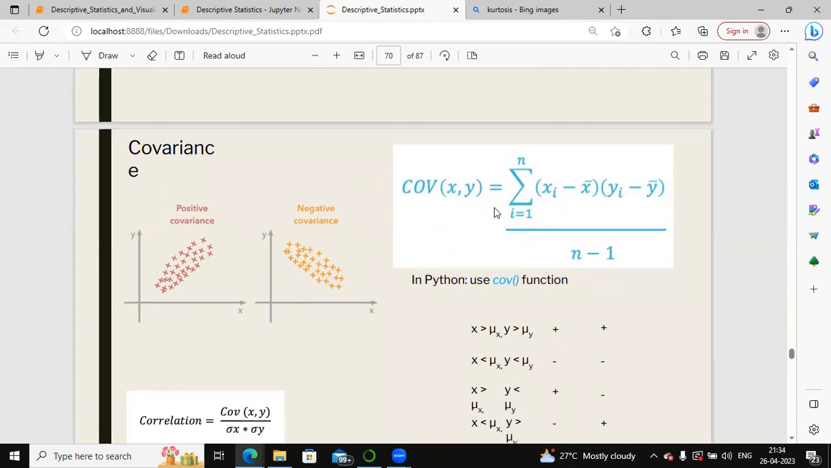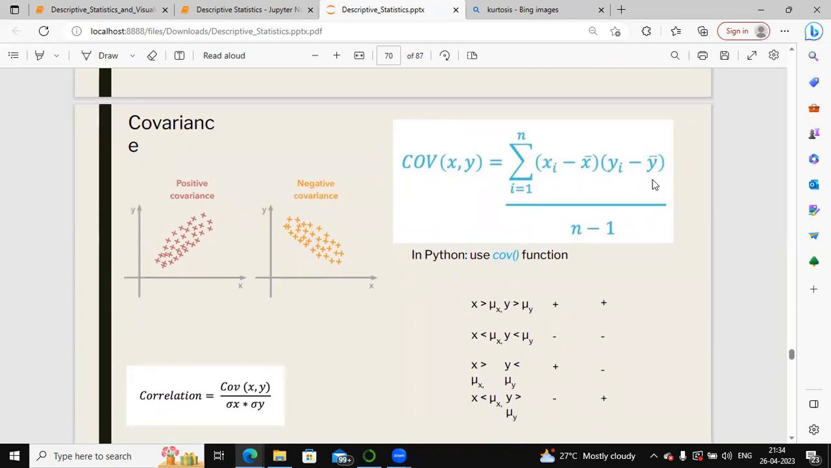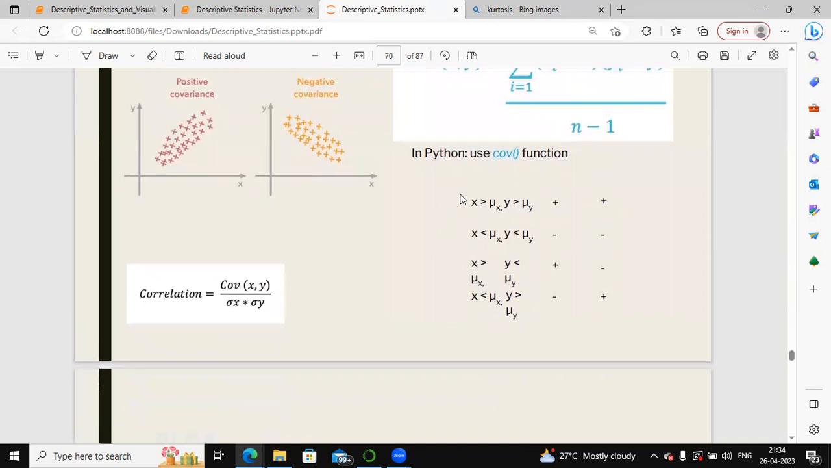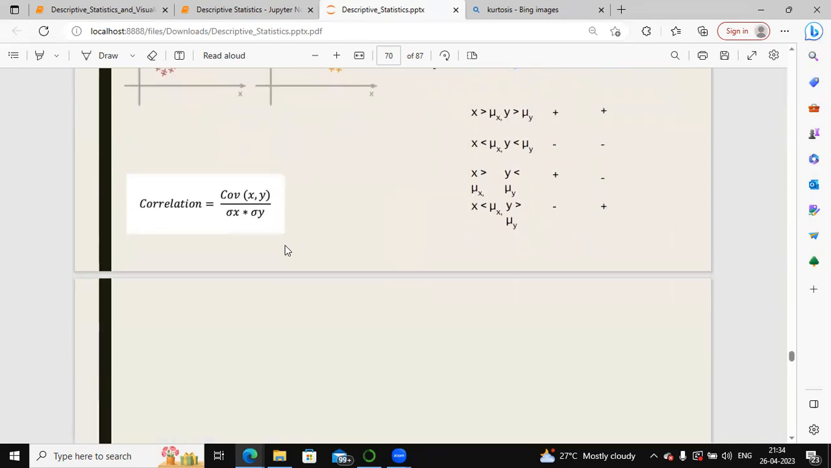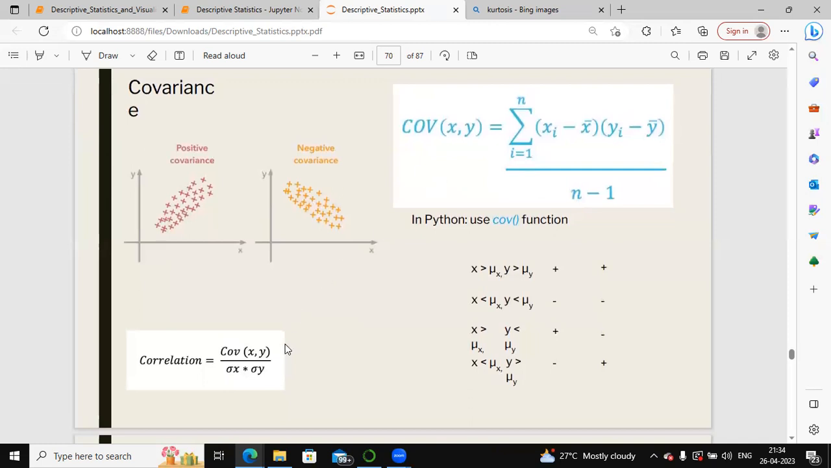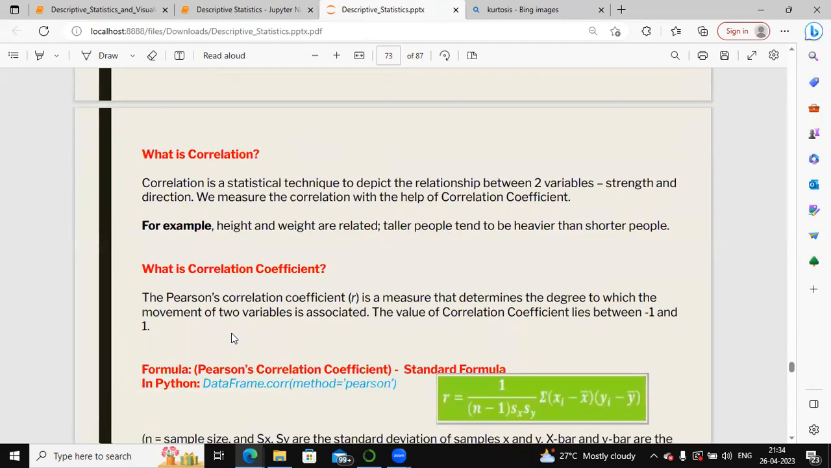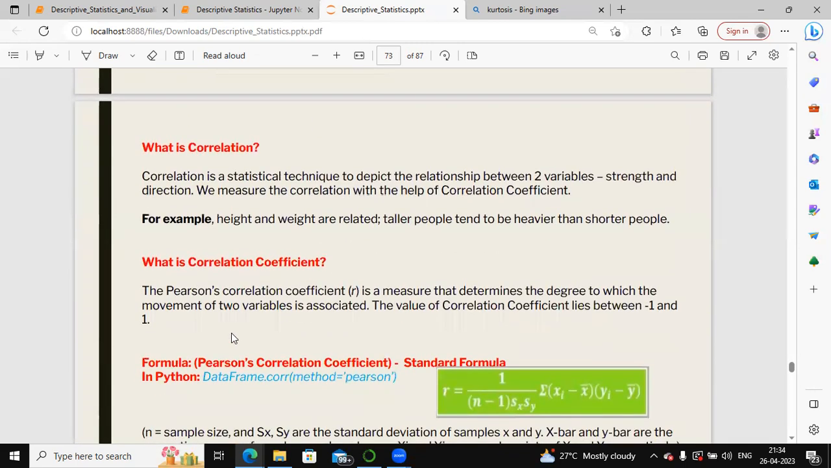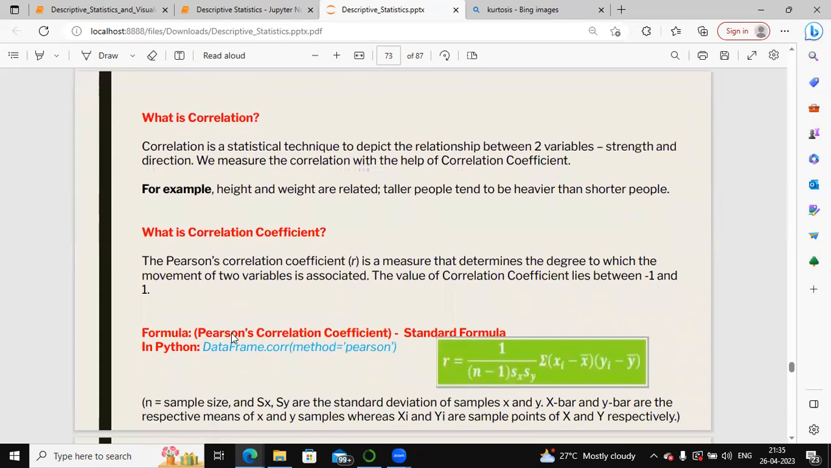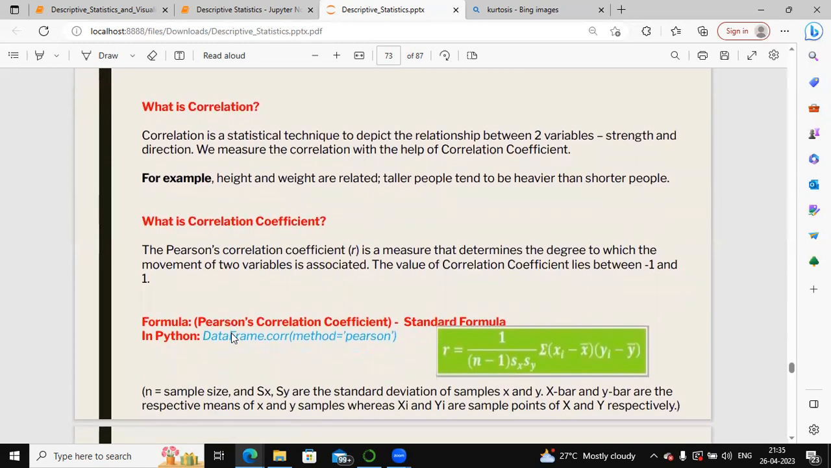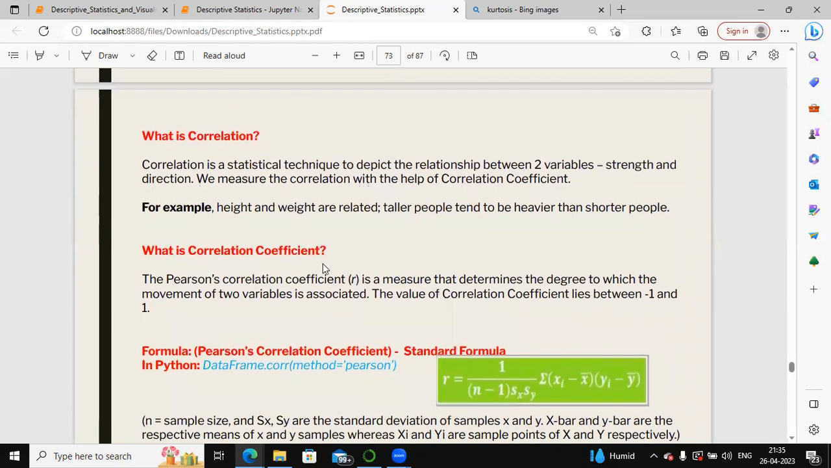Okay, so this is covariance of x comma y, that is summation i goes from 1 to n of xi minus x bar into yi minus y bar by n minus 1. In Python we use a function for covariance, and correlation is covariance by standard deviation of x into standard deviation of y. So what is correlation? This is one of the important concepts while performing statistics, and it will help you say how data are correlated. Correlation is a statistical technique to depict the relation between two variables, its strength and direction.